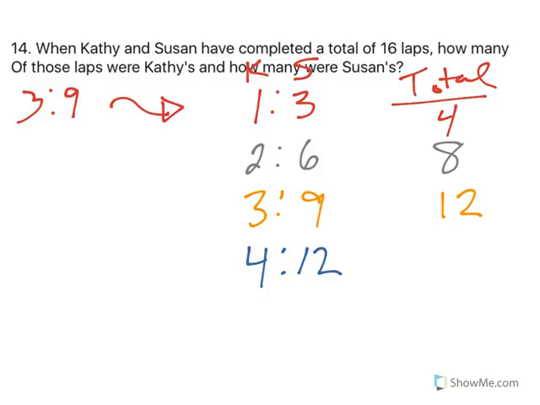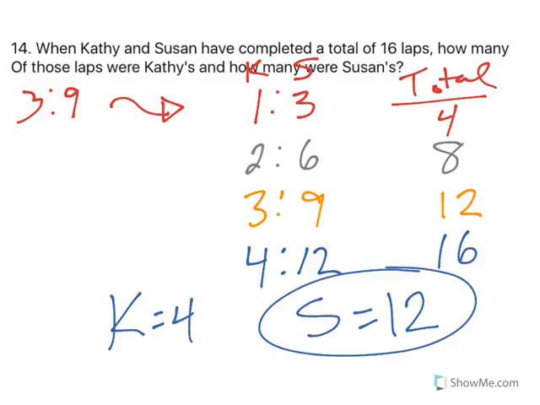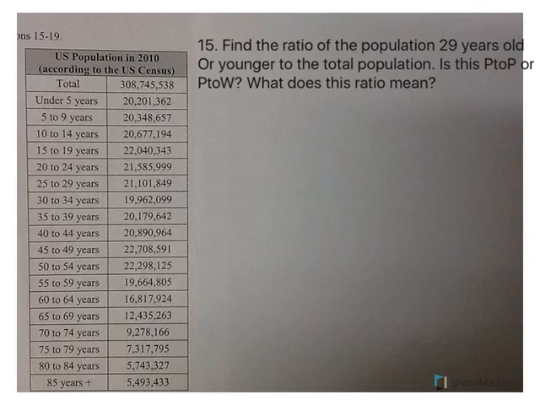4 to 12, right, every time we're increasing with the same 1 to 3 ratio, that gives me a total of 16. So that means Kathy did 4 and Susan did 12, if you can think through that process there. All right, now we're going to think about the different groups of populations and dealing with dependency ratios for a little bit.